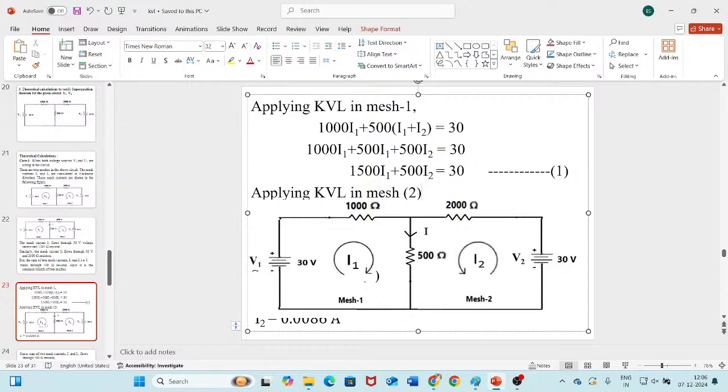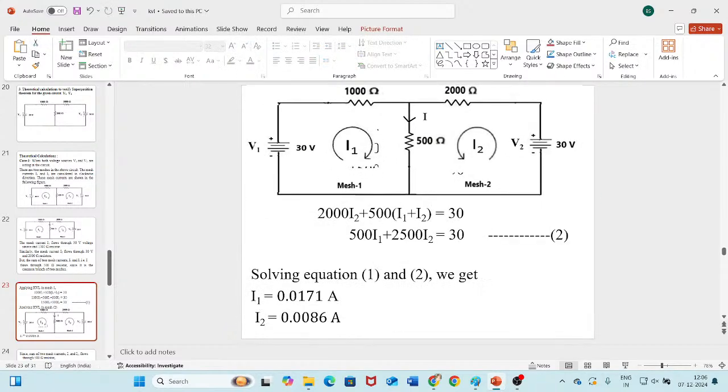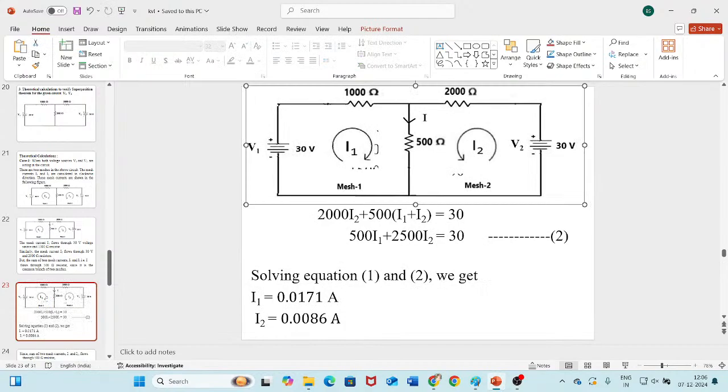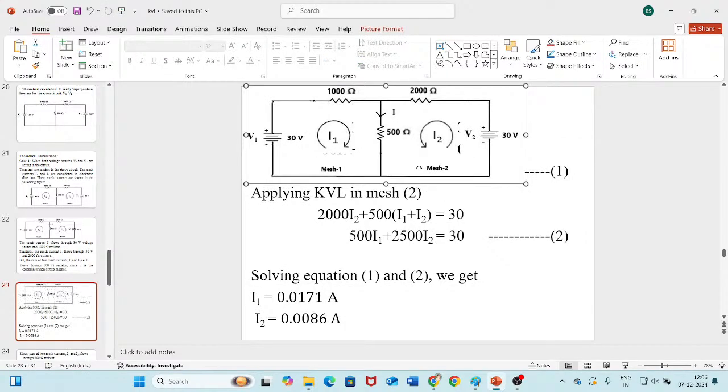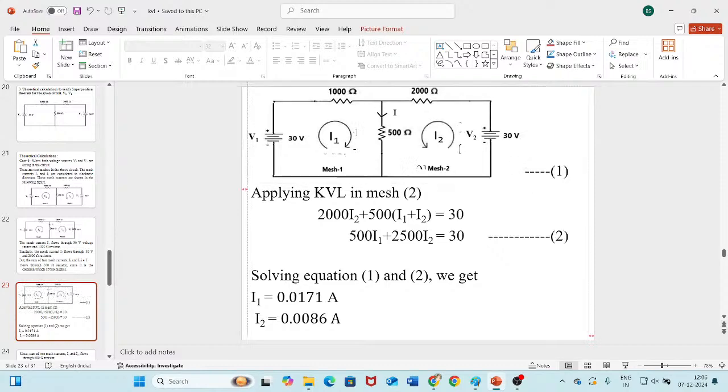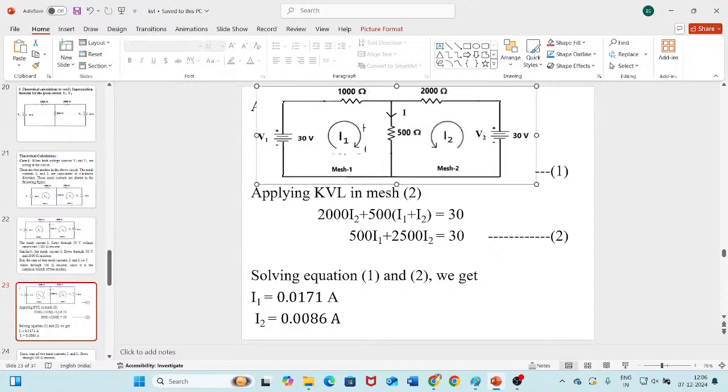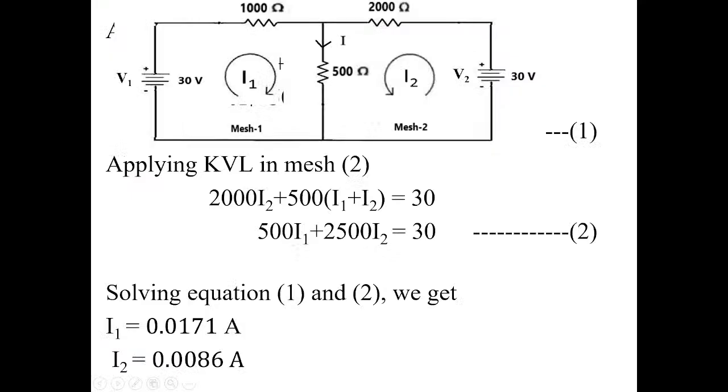Now let us go to mesh 2. In mesh 2, what are all the elements that are available? How many elements are there? Total 3 elements in mesh 2, isn't it? Source voltage V2, resistive element 2000 ohms, and another passive resistive element 500 ohms. Total 3 elements in mesh 2.